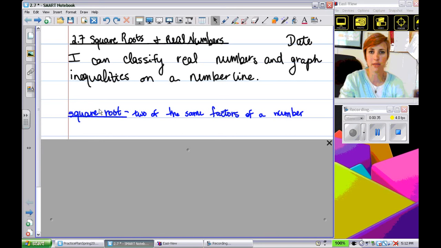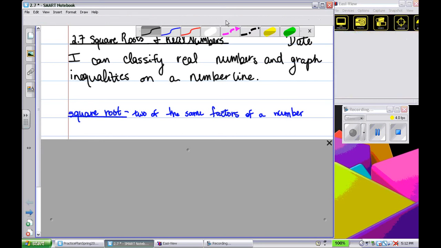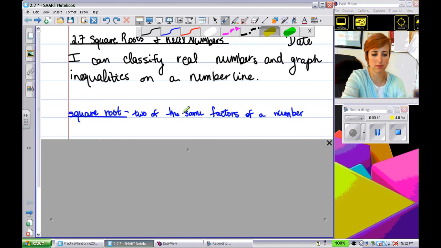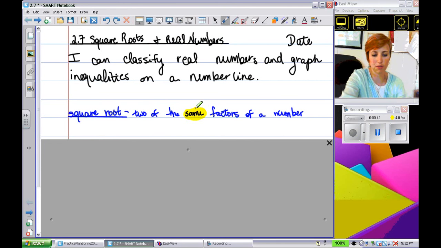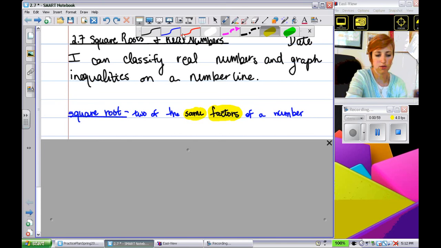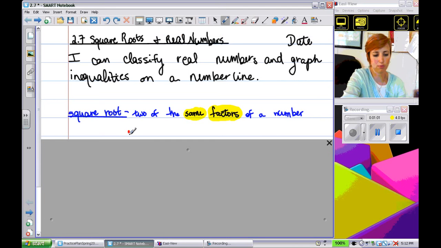Our very first vocabulary word is square root, and it says two of the same factors of a number. The same means it has to be the same number and itself. Remember back in our first lesson ever, factors? It's the two numbers that multiply together to make it. So, for example, I have the square root of 4.